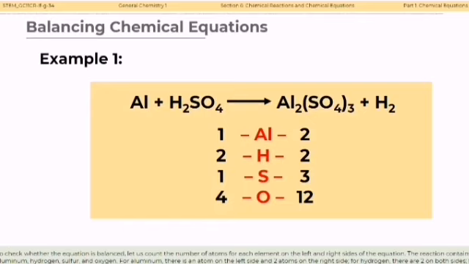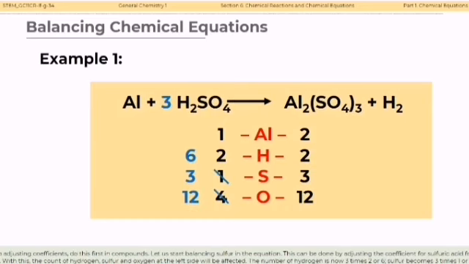The reaction contains aluminum, hydrogen, sulfur, and oxygen. For aluminum, there is 1 atom on the left side and 2 atoms on the right side. For hydrogen, there are 2 on both sides. For sulfur, there is 1 on the left side and 3 on the right side. For oxygen, there are 4 on the left side and 4 times 3 or 12 on the right side. From here, we can tell that the equation is not yet balanced.